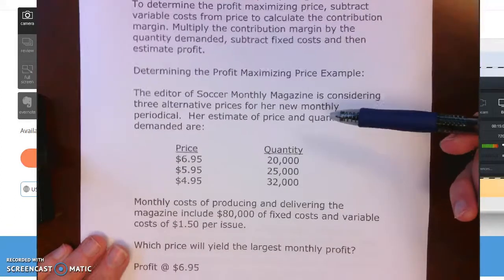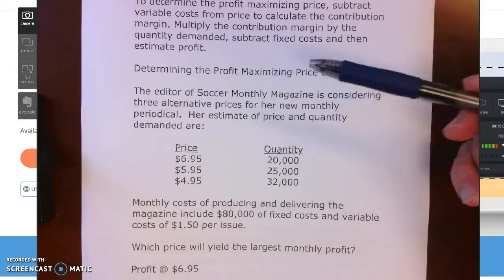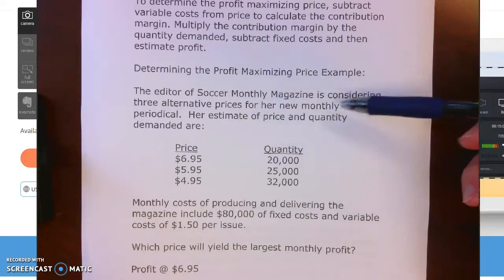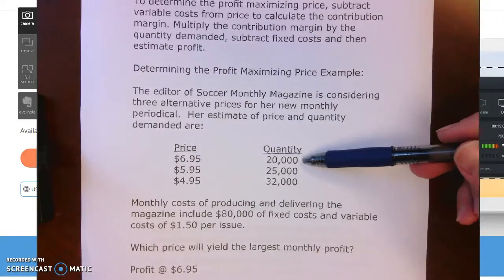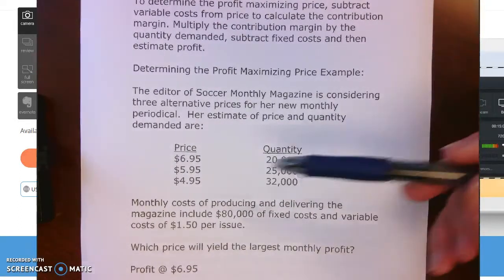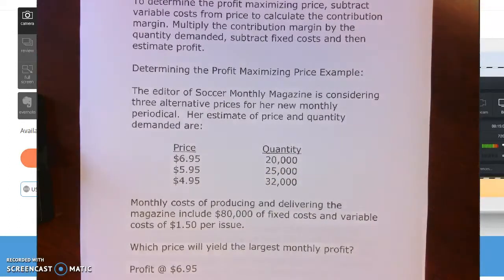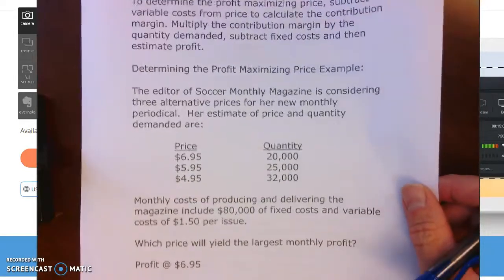So if we say, for example, the editor of Soccer Monthly magazine, which is my favorite sport, soccer, is considering 3 different alternative prices for a new monthly periodical. Her estimates of price and quantity demanded are: if we charge $6.95, we think we'll do 20,000 copies; $5.95, 25,000 copies; $4.95, 32,000 copies. The monthly cost of producing and delivering the magazine consists of $80,000 of fixed costs, and variable costs are $1.50 per issue. So we want to know what price gives us the highest profit.